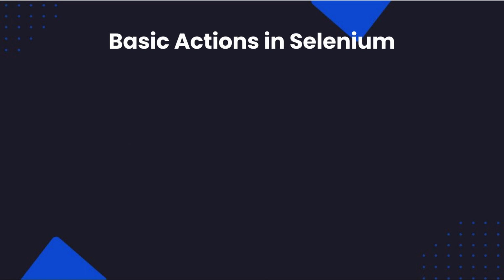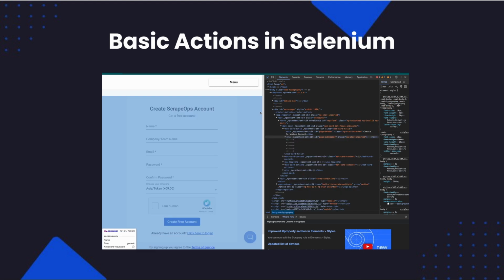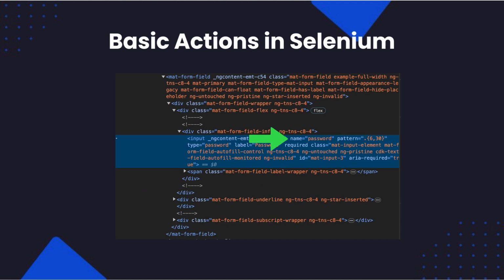Now we will go through some basic actions in Selenium. So Selenium can find elements in several different ways. Here are some different things we can look for to help us navigate through a page. Name locates elements using the name attribute. ID locates elements using the ID attribute, which is expected to be unique on the page.